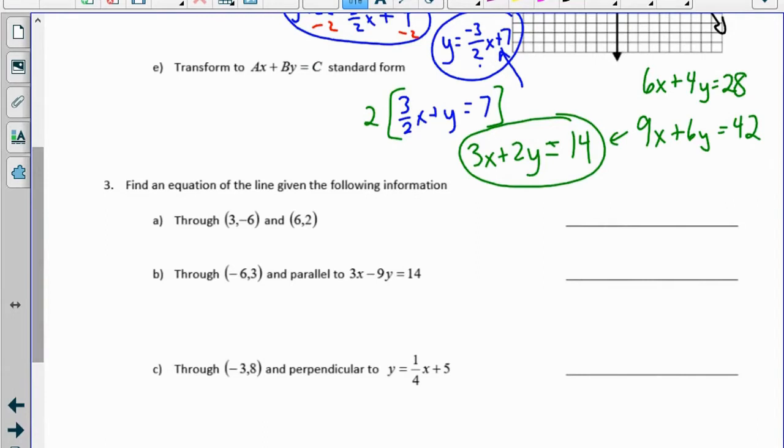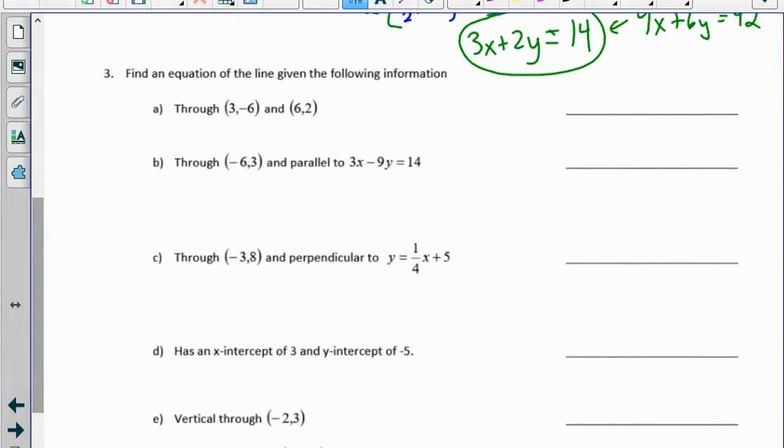Okay, find an equation of the line given the following information. Whew, okay, this is a little bit, it's not complicated, it just will take a little bit of time. Okay, through these 2 points, I'm going to use the slope formula. So the slope is y minus y over x minus x, and then I will use point slope form in order to find these things.